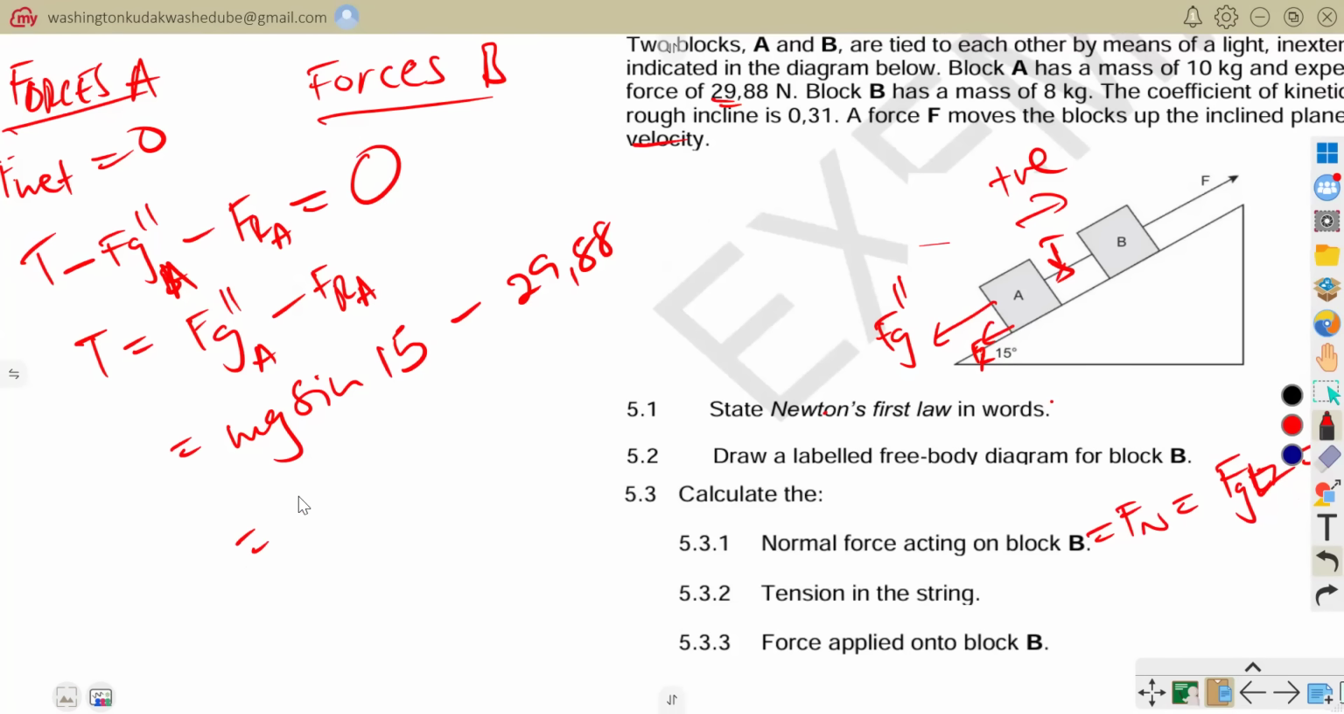Now the tension there would just be equal to 10 times 9.8 sine 15 plus 29.88. So the answer that I'm supposed to be getting there is going to be equal to what?